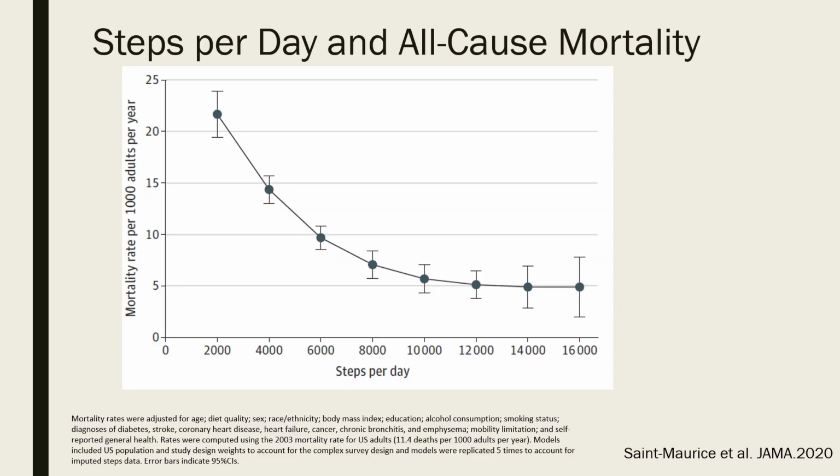The results showed a nonlinear relationship between total steps and mortality rate. Taking 2,000 steps per day was associated with significantly higher mortality compared to the reference group, those taking 4,000 steps per day. Mortality risk decreased as steps increased up to 12,000 per day, but there was no additional benefit beyond 12,000 steps.